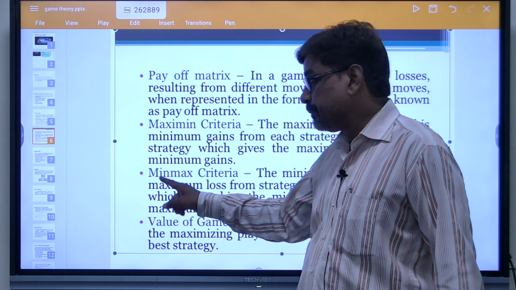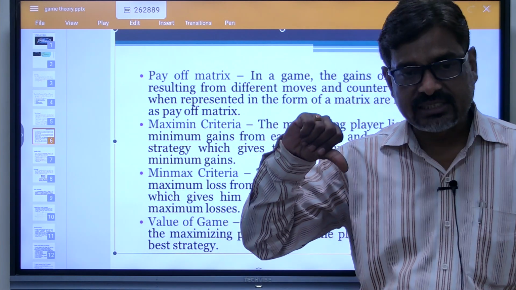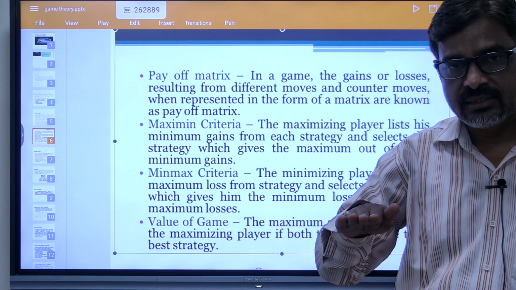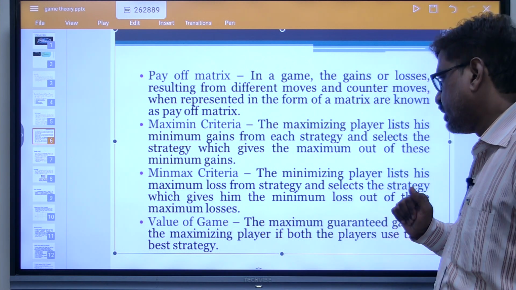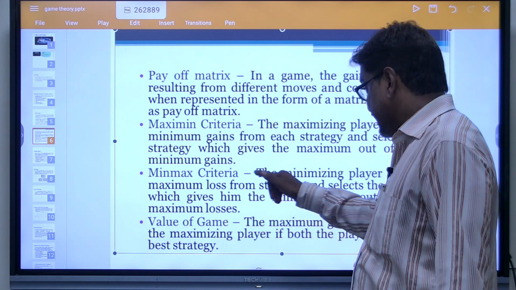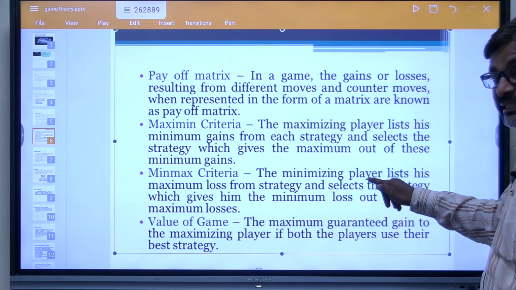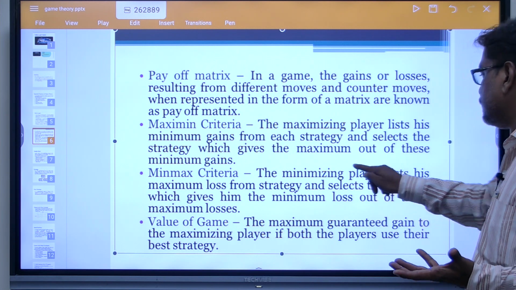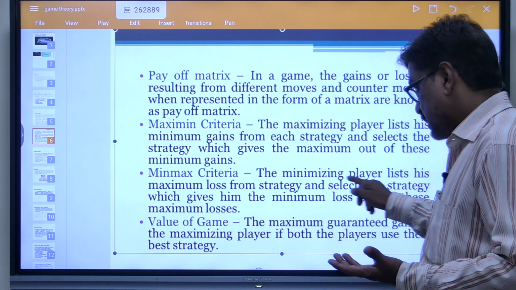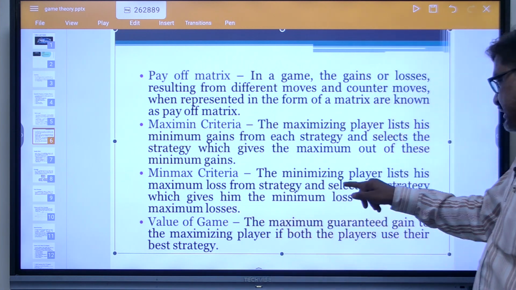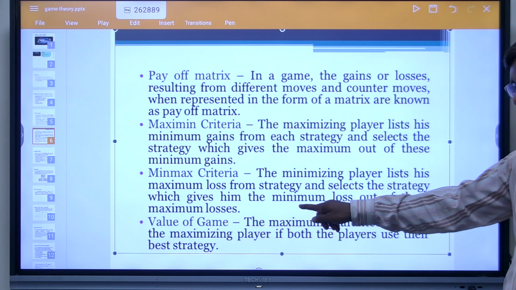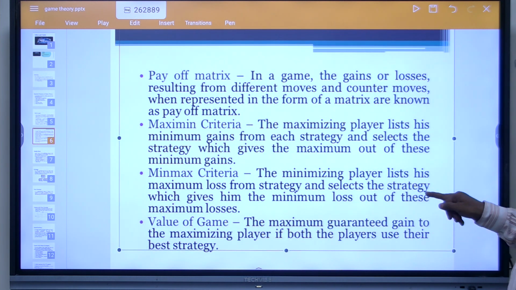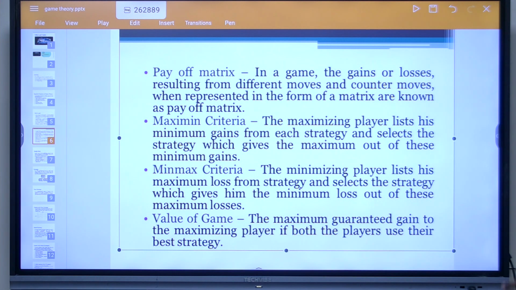What are we going to select? The minimum. The minimum of the losses will be selected. We want to reduce our losses. So, in this case, the minimizing player, that is the loser, who is on the part of the losses, lists his maximum loss from each strategy and selects the strategy which gives him the minimum loss out of these maximum losses. That means on our part we are selecting among the various losses.